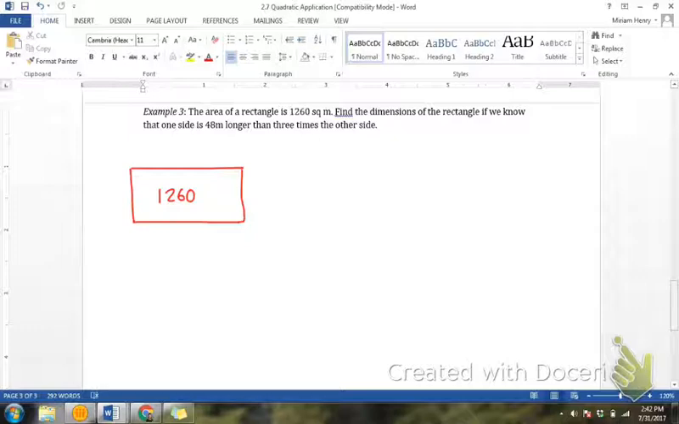Does anybody remember the area of a rectangle formula? Width plus height. Close. Width times height. Or length times width, right? There's not really a height in area. So we're going to say the area equals length times width. What piece do we already know in this formula? We know the area, right? So we know the A already is 1,260. So we can plug that in for our area.